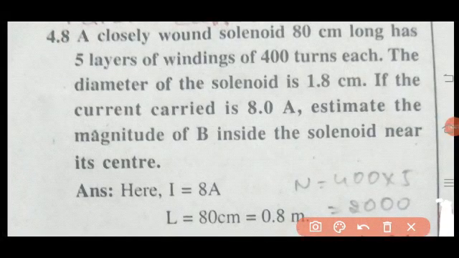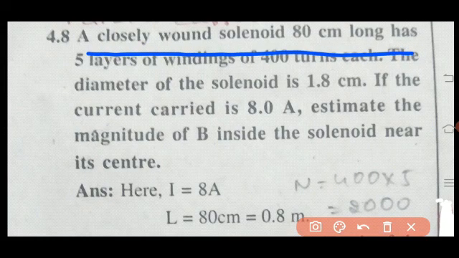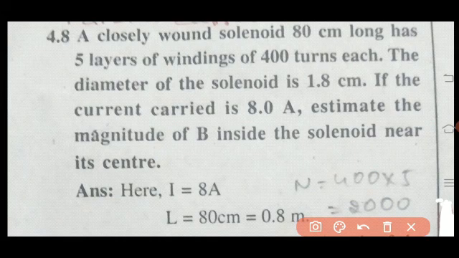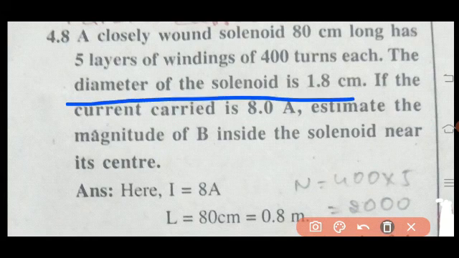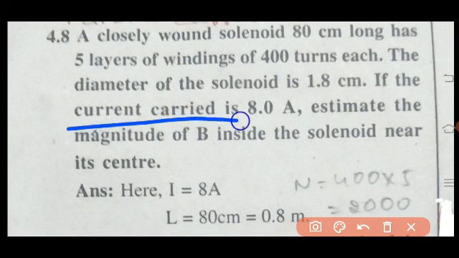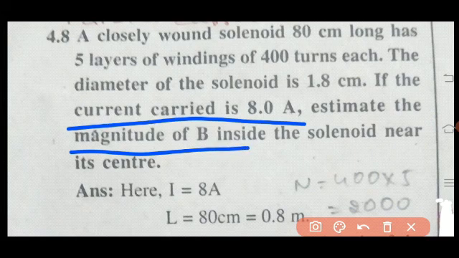Consider question number 4.8. A closely wound solenoid 80 centimeter long has 5 layers of windings of 400 turns each. The diameter of the solenoid is 1.8 centimeter. If the current carried is 8.0 amps, estimate the magnitude of B, the magnetic field inside the solenoid near its center.